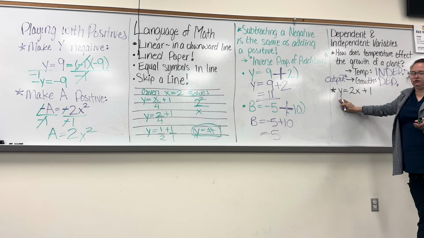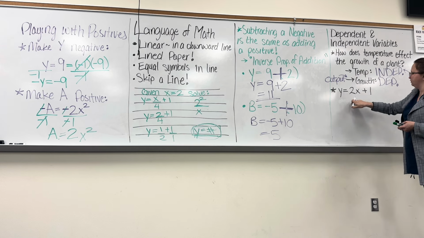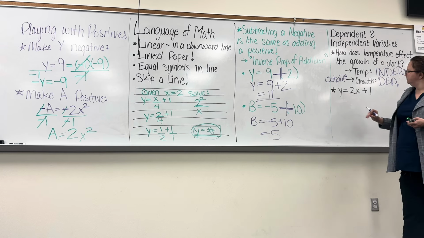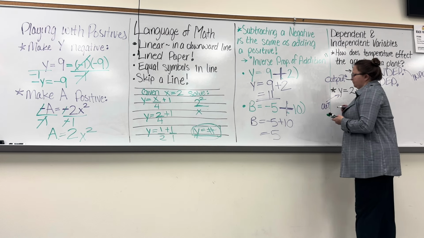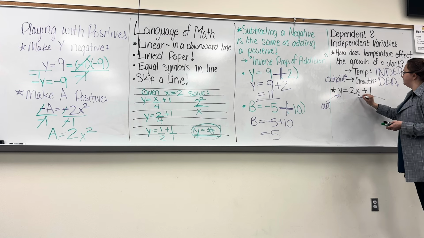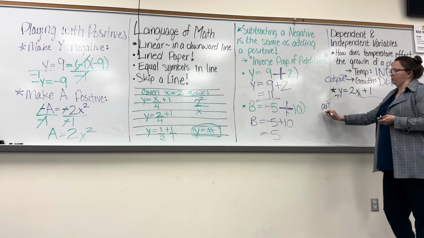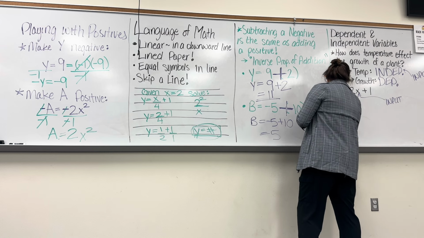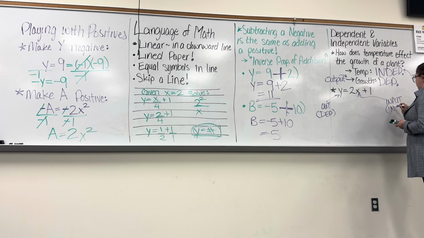Y is going to be your output because you're going to put something in for X and you're going to solve this side of the equation to get an output of Y. So your Y is going to be your output, okay? Your X is going to be your input. Output is your dependent variable. Your input is your independent variable.